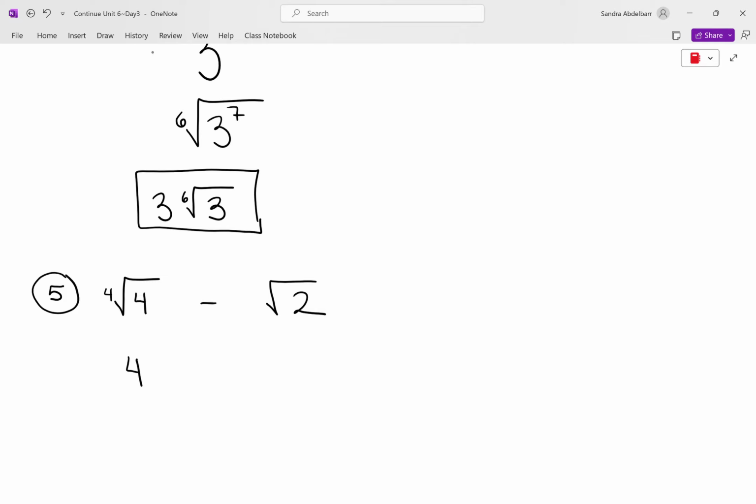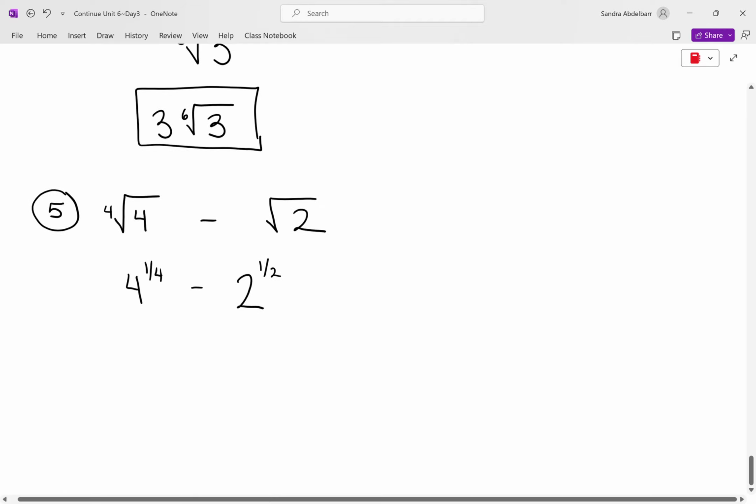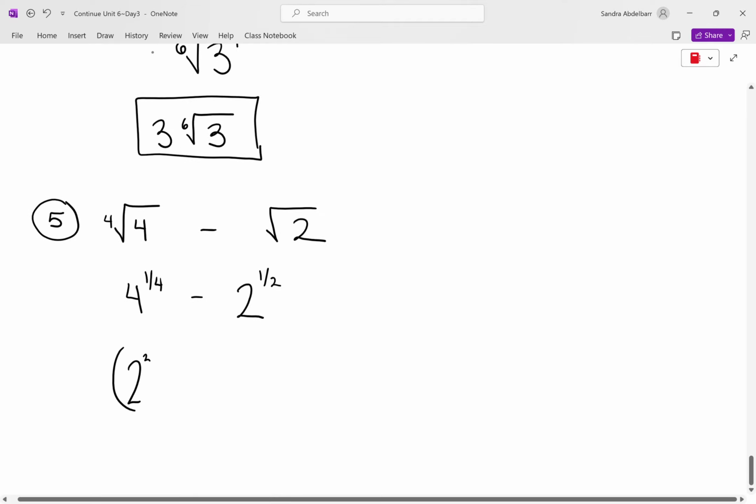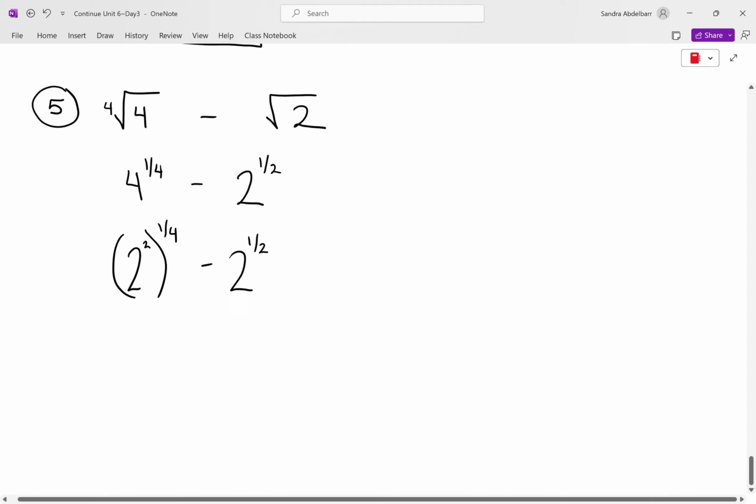Okay, so I'm not really sure what to do here, so I know I can't subtract them. So my plan is let's just go to exponential. So this would be 4 to the 1/4 minus 2 to the half. And I still cannot subtract these. So then I'm going to say, okay, well, can I at least try to create the same base? Can I change 4 into a base of 2? Absolutely. So we're going to have 2 to the 2nd raised to the 1/4 minus 2 to the half.